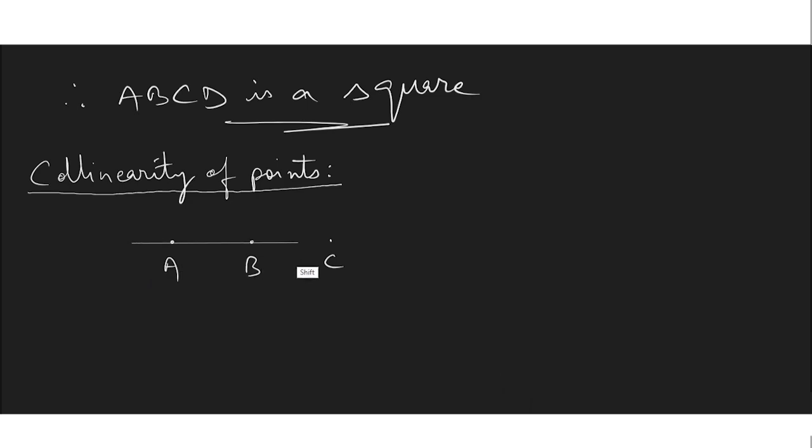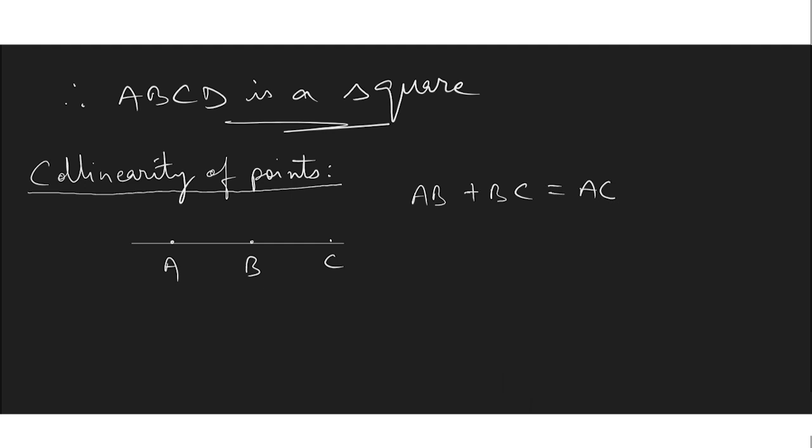So if these points can be drawn on a straight line like this, means there has to be a relation of distance between them such that distance between A and B plus distance between B and C must be equal to distance between A and C, right? So for collinearity of points, this condition is very essential that AB plus BC is equal to AC.